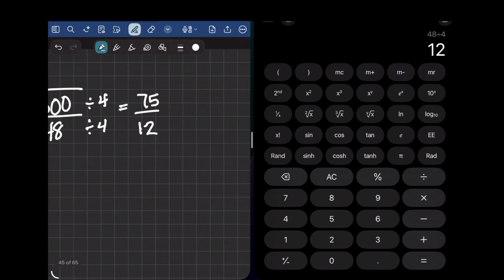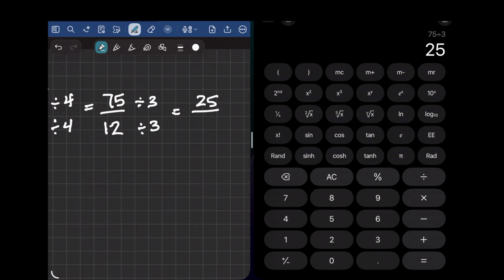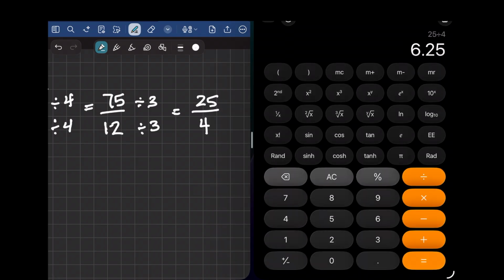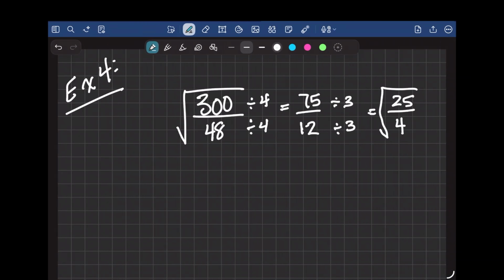75 over 12. Well, it doesn't look like 2 is going to work, but I know 12 is 4 times 3. So I'm going to try dividing both by 3. Okay, for that top one, I get 25. For that bottom number, I'm going to get 4. 12 divided by 3 is 4. And from here, I don't think there's anything more that I can reduce. 25 divided by 4 is a decimal, so there's nothing I can do here. So this is going to be my starting point, which is a lot nicer looking than this 300 over 48.